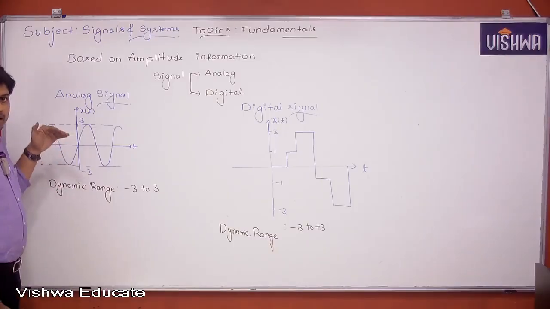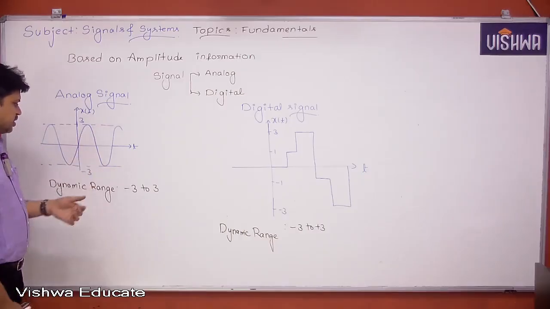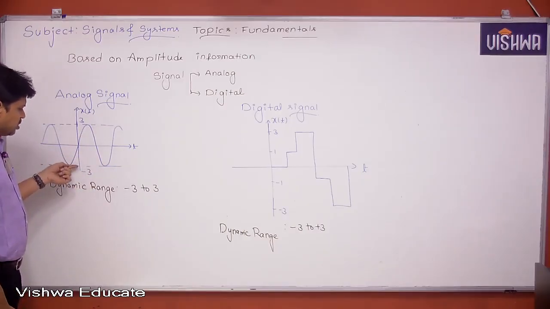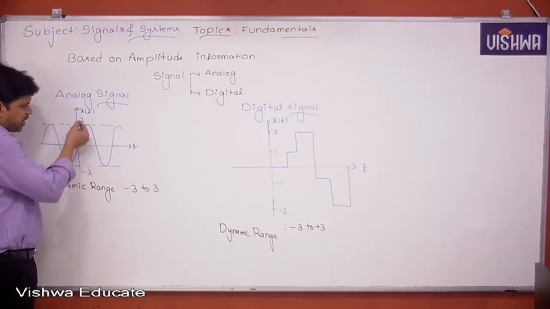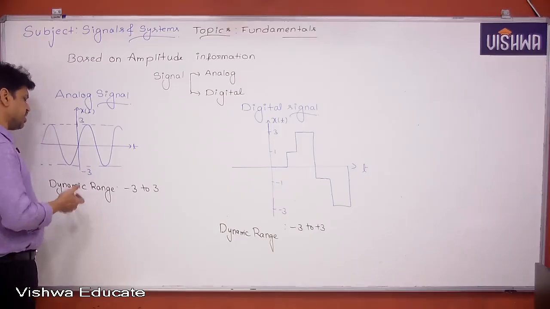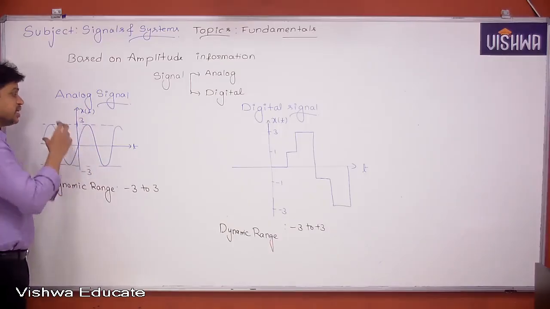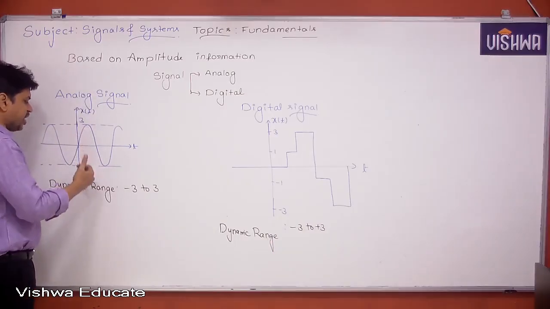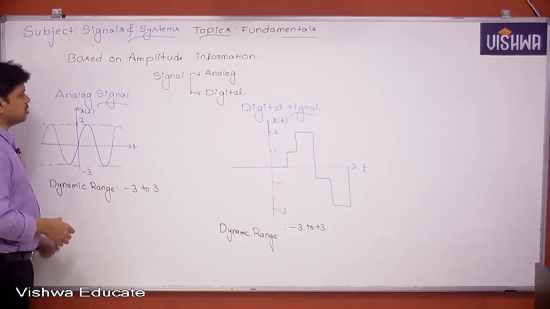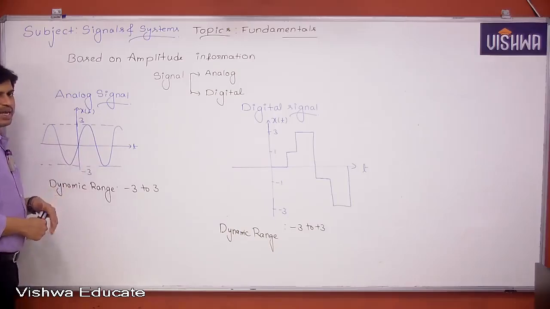Try to understand. If the signal is defined continuously or in discrete time, it doesn't matter, but it takes all the values between -3 and +3. If somebody asks how many values are there between -3 and +3, they are infinite. It can be any value, -2.9999, 2.8, like that. So in an analog signal, the amplitude can be any value in the dynamic range. Then we call this an analog signal.